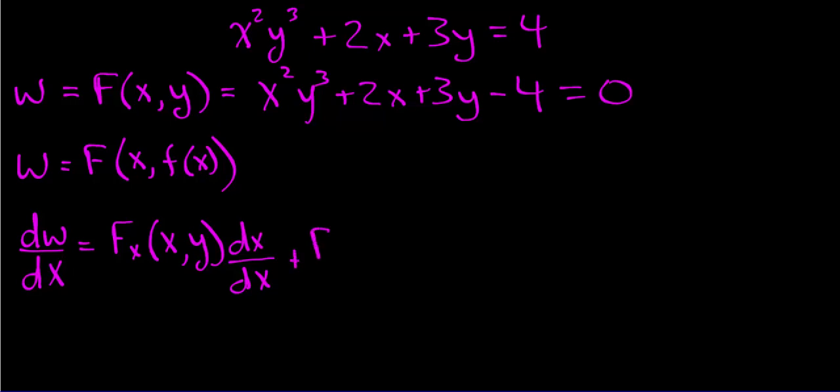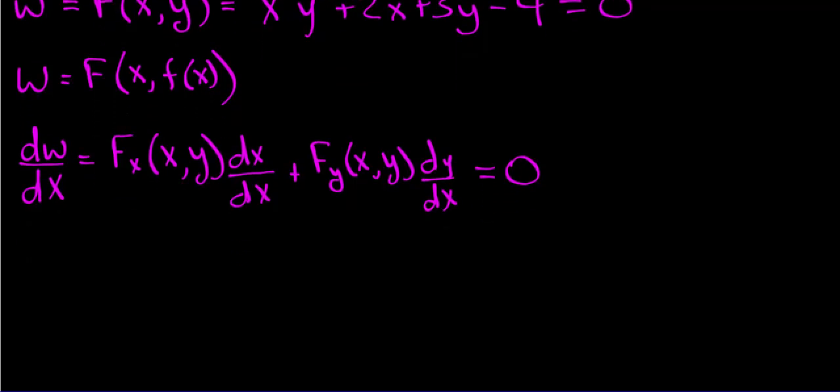Plus the partial with respect to y times dy/dx. Now, of course, remember w is equal to 0, so the derivative is just going to be 0. So this is equal to 0. dw/dx would be 0 because w is equal to 0, so the derivative would be 0. Now, let's see what we have here.